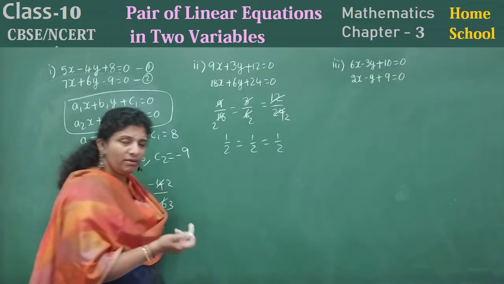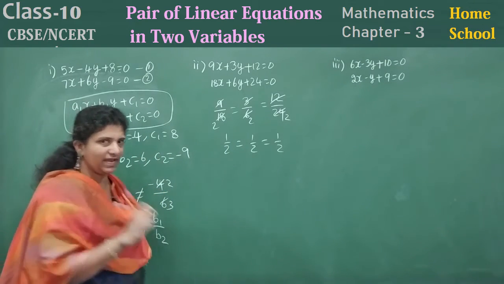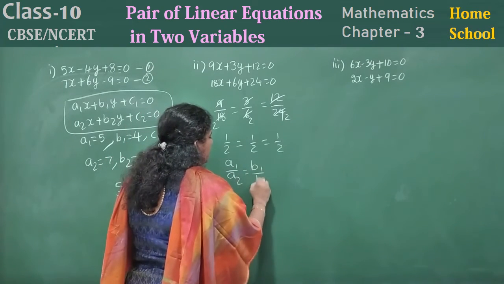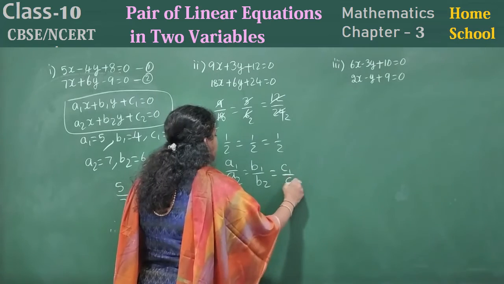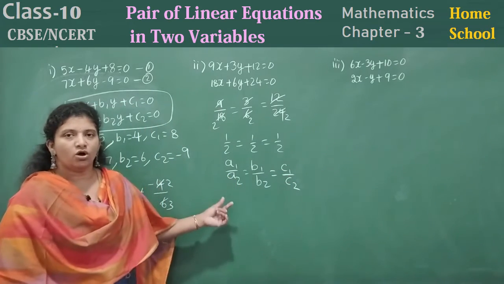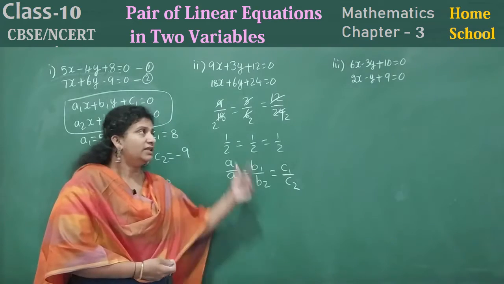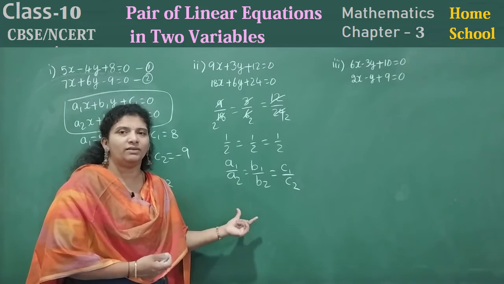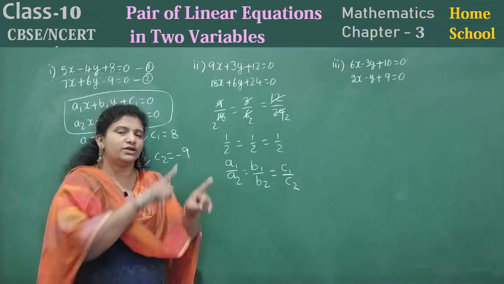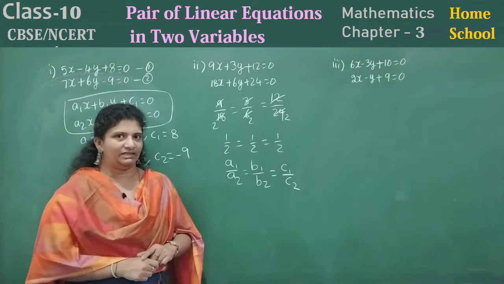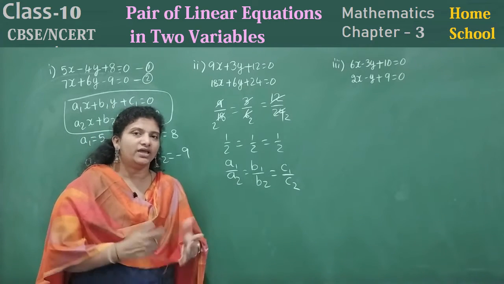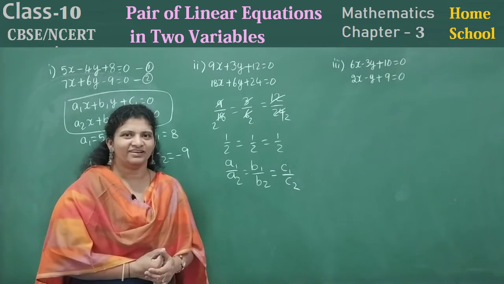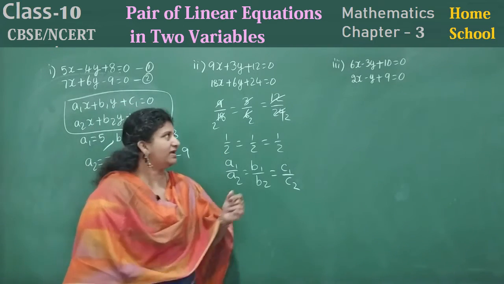So what can you remember? Which case can you remember? Second case. What is that? A1 by A2 is equal to B1 by B2 is equal to C1 by C2. So what is your interpretation, children? These two lines, if you do in a graph, how will your solution be? It will be coincident. It means the two lines are overlapping on one another. How many solutions does it have? Infinitely many solutions and they are consistent. Okay, let's see the third example here.